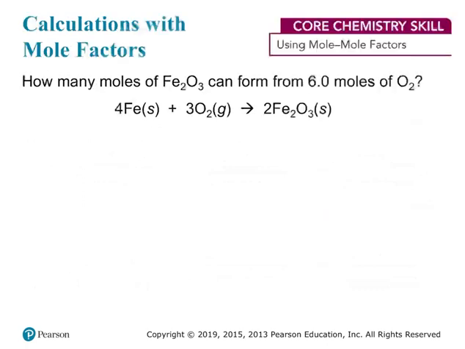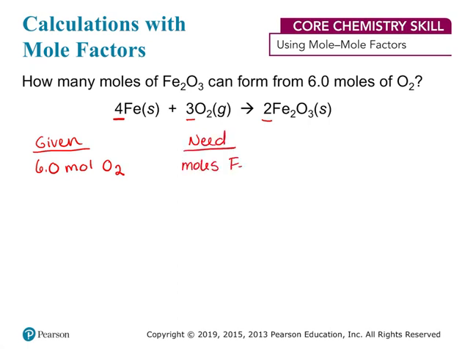All right. So now let's apply this to a problem that we might see in chemistry. How many moles of iron 3 oxide can form from 6 moles of oxygen? And this is according to an equation where 4 moles of iron react with 3 moles of oxygen to produce 2 moles of iron 3 oxide. Okay, so we're given the ratios between the reactants and the product. But we're also given that we have 6 moles of oxygen. And we need to determine how many moles of the product we could form in this reaction.